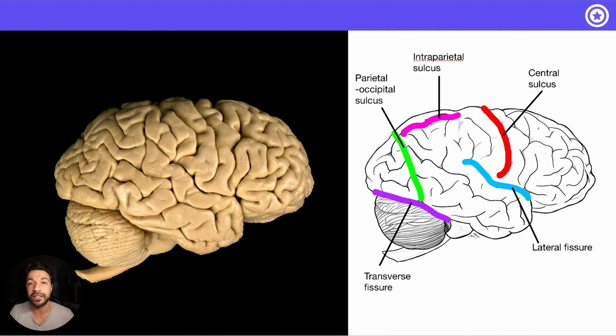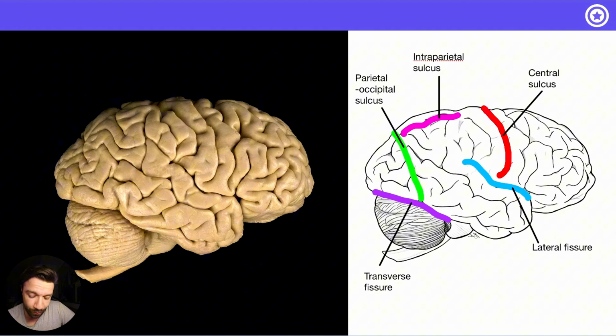Next up, we have the transverse fissure, and this fissure is a little bit different than the other fissures and sulci, and that's specifically because it's separating the cerebral cortex superiorly and the cerebellar cortex inferiorly. So the transverse fissure is going to be that fissure found between the cerebellar cortex and the cerebral cortex.